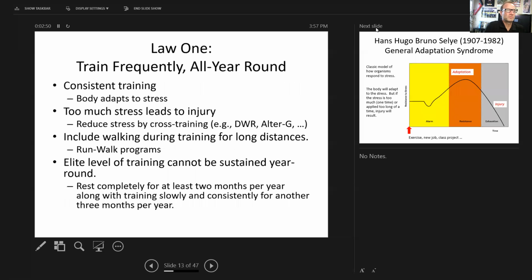All right, law 1, train frequently all year round. This is something I really talk with athletes about who are age group athletes competing for endurance events, is they should have above and foremost consistent training. Consistent week in, week out for a period of time. To do consistent training, you need to have the right level of intensity planned out.